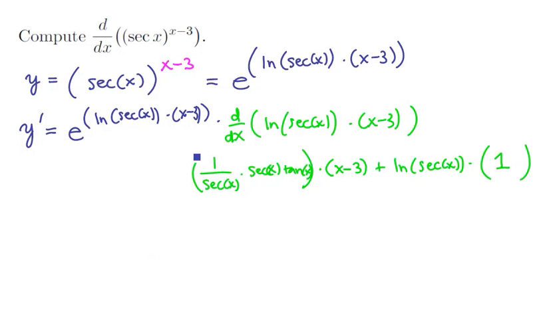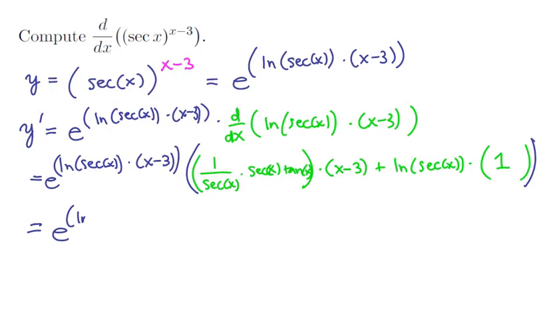So if we put this entire expression in brackets so that we distribute, we're going to have the derivative is e to the ln of secant of x times x minus 3 as the power, times this expression right here in parentheses. Let's clean this up.